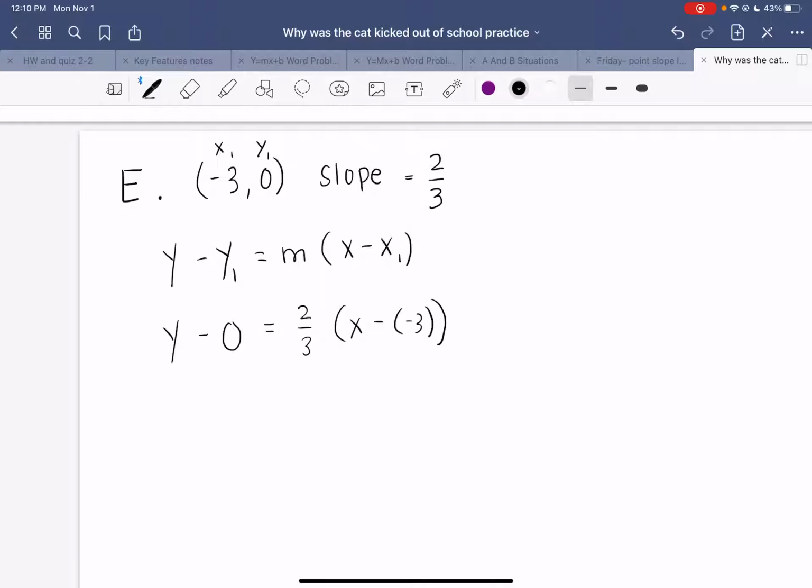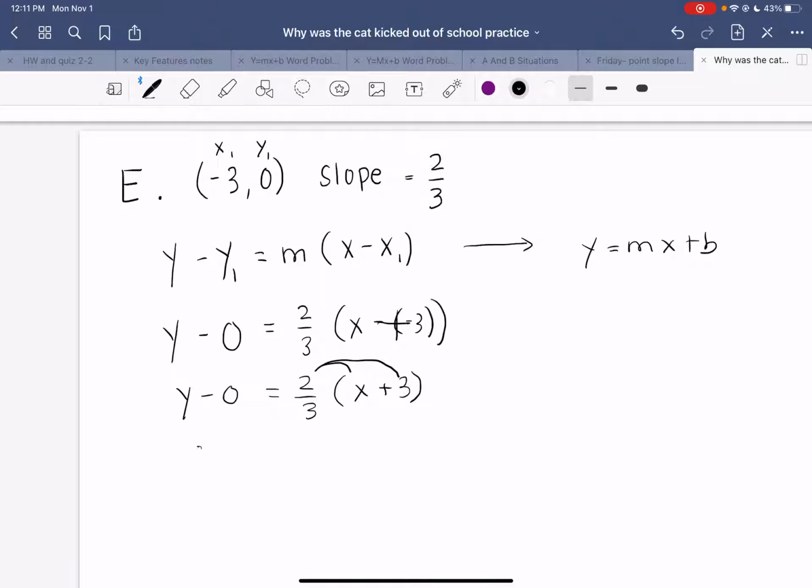So when we simplify that, let's go ahead and say y minus 0 is equal to 2/3 parentheses x. When we subtract a negative, we are actually adding, so it's going to be x plus 3. And we could have realized that from the beginning, but I just added one extra step. So our goal in this is to get this equation from point slope form to y equals mx plus b. So we're getting close, but in order to get there, we're going to have to distribute our slope.